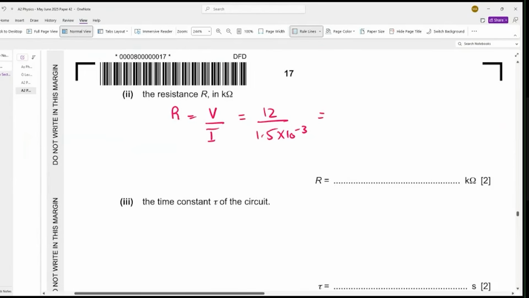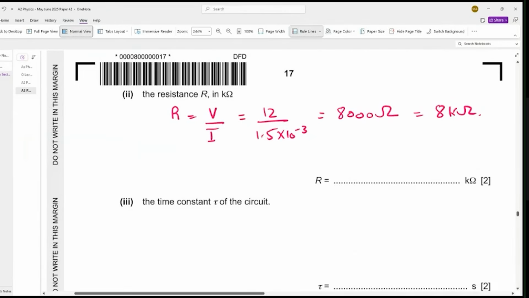What does your resistance comes out to be? 1.5, 10 is the power of minus 3. This comes out to be 8,000 ohms. That can be written as what? 8 kilo ohms. Perfect. Let's further move ahead.